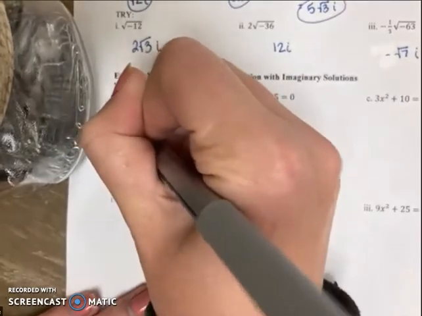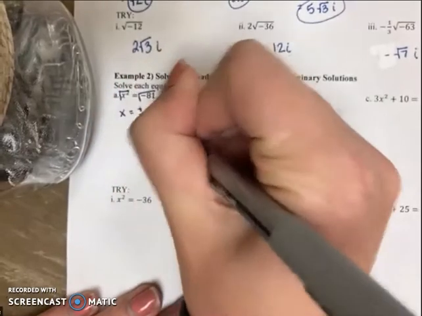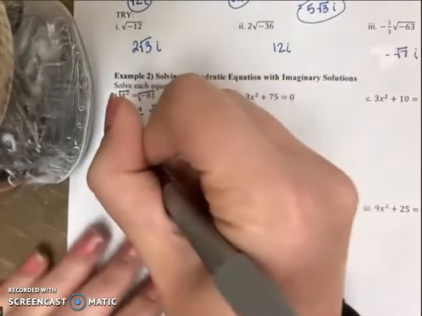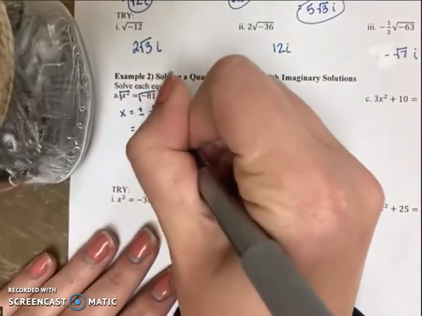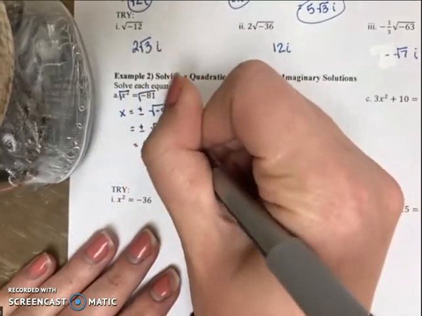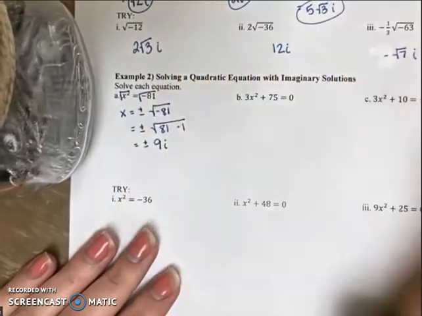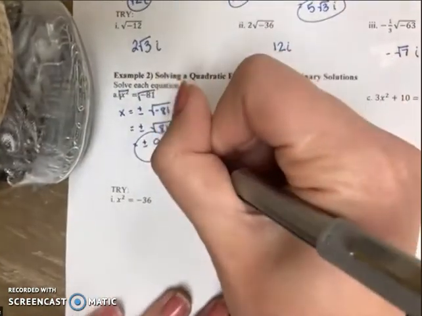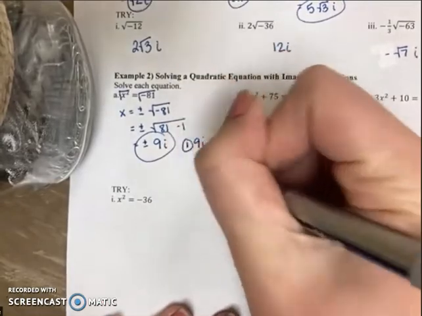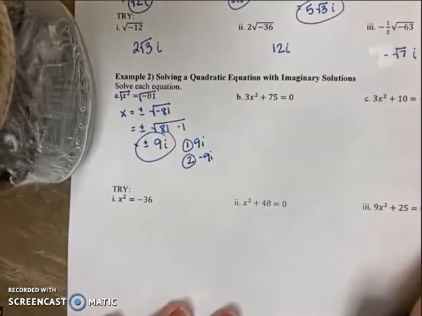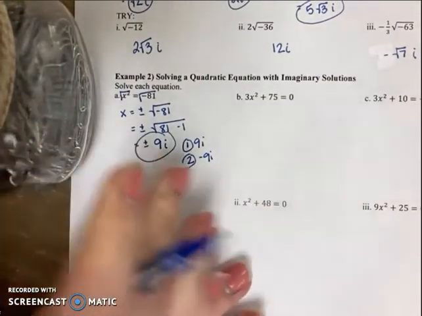Using product property, I can rewrite that as plus or minus the square root of 81 times negative 1. The square root of 81 is 9, and the square root of negative 1 is i, meaning that I have 2 solutions here. One of the solutions is a positive 9i, and the second is a negative 9i. So I have 2 imaginary solutions.